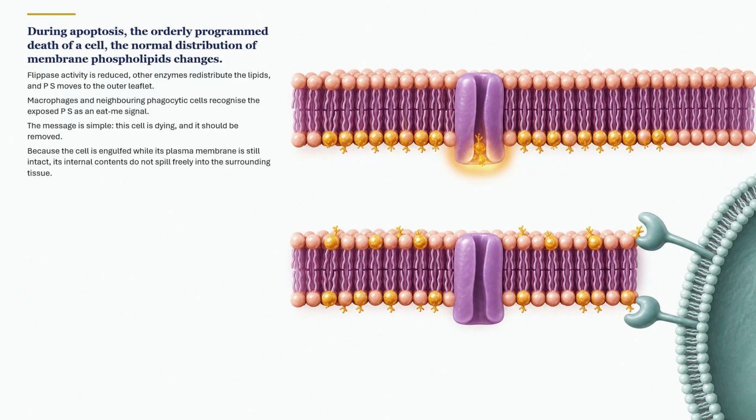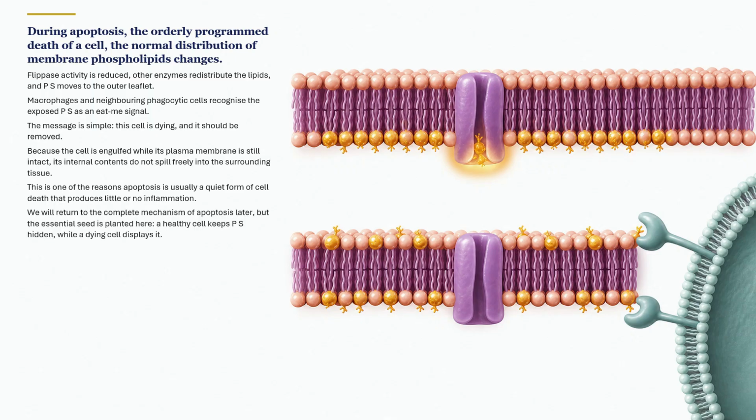Because the cell is engulfed while its plasma membrane is still intact, its internal contents do not spill freely into the surrounding tissue. This is one of the reasons apoptosis is usually a quiet form of cell death that produces little or no inflammation. We will return to the complete mechanism of apoptosis later, but the essential seed is planted here. A healthy cell keeps PS hidden, while a dying cell displays it.